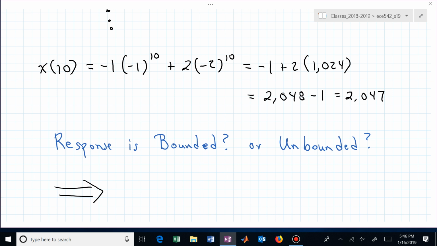All right, now let's engage the class. I started with an initial condition of 1 at time 0, and was the response bounded or is it going unbounded?